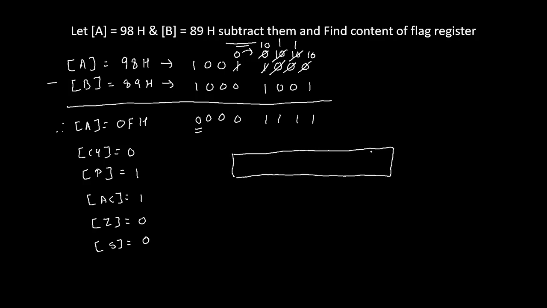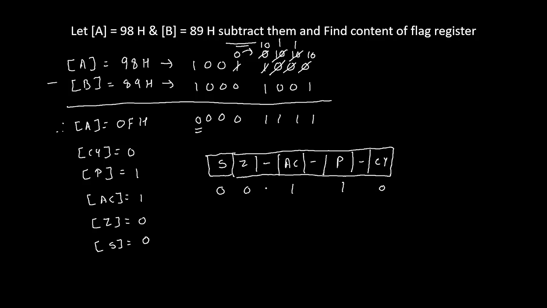Now we will draw flag register. So first flag is CY, then parity, then auxiliary carry, then 0, and final flag is sign flag. Now we will substitute their values. Only parity and auxiliary carry are 1. So auxiliary carry and parity are 1, and sign 0, and carry flags are 0.